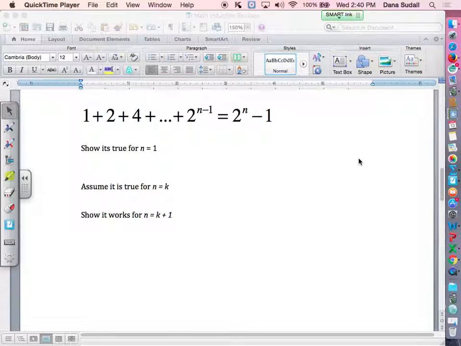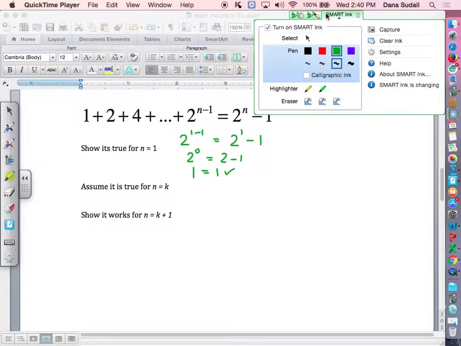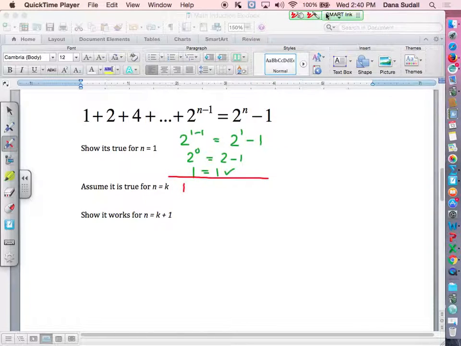Same idea, so we've got to show that it works for the first term. So if I plug in n is 1 to both sides, then simplify, I'll have 2 to the 0, which equals 2 minus 1. Anything to the 0 power is 1, equals 1. So it's true, it works for the first term. And then we go through that next step where we just rewrite the same sequence of values there, but instead of using the n, we're going to use the k value.